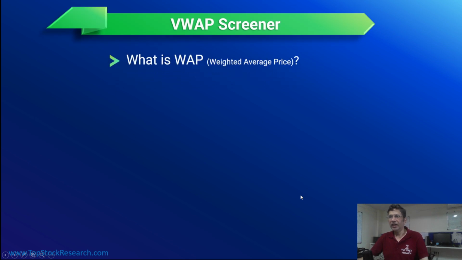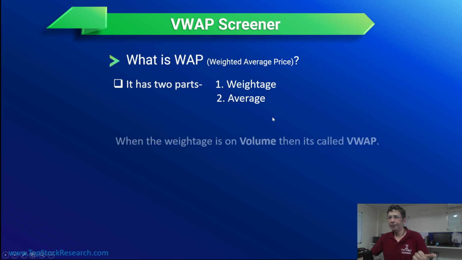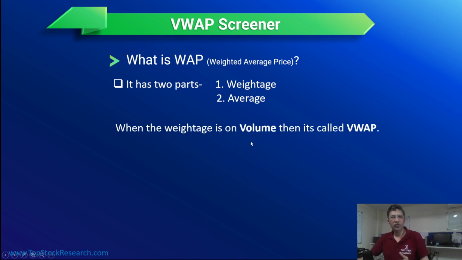VWAP screener, right? So what is WAP? WAP is weighted average price. Now we'll understand what these two things are, but there are two interesting things to note here. Number one is weighted and second is average price. If you are familiar with some of the concepts of moving average, then perhaps you would know what the average here is. So it has two parts, weightage and average. When the weightage is on volume, it's called VWAP, volume weighted average price. The weightage can be on anything. Currently, the focus of this topic is volume, hence it's called volume weighted average price.